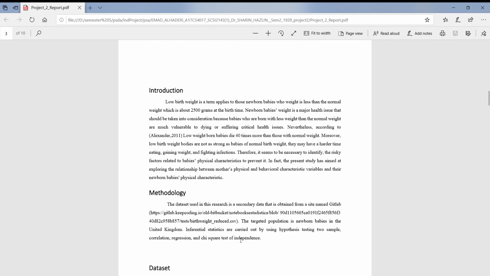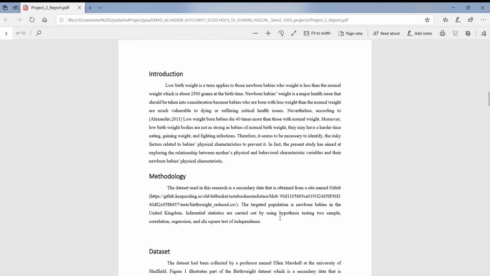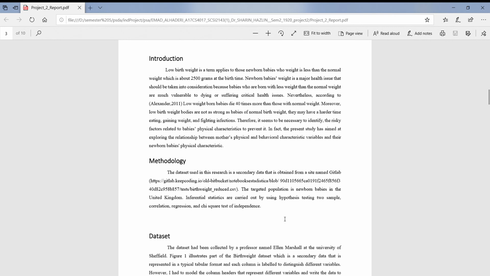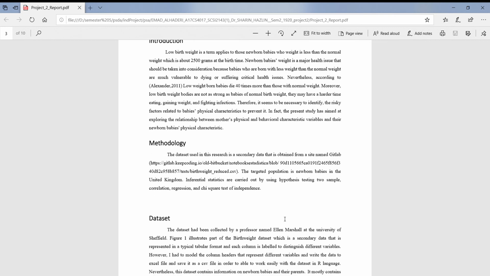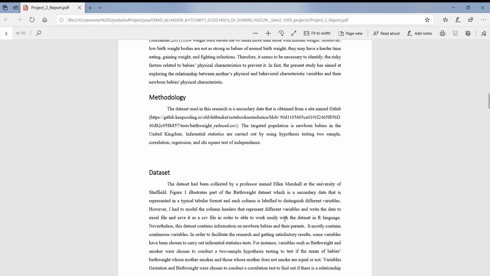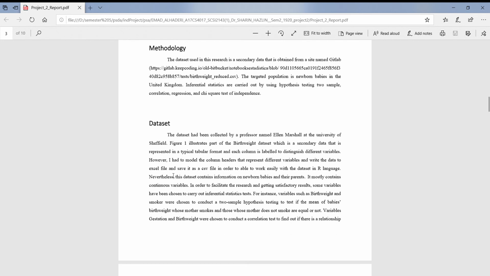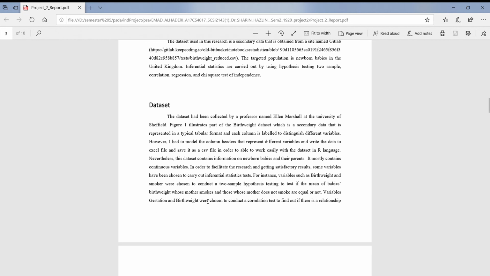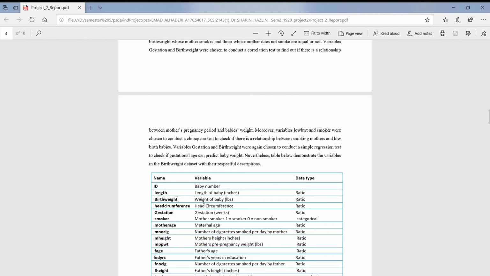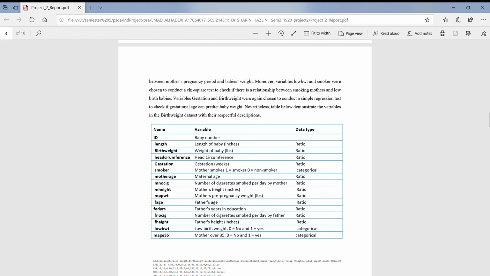The tests applied in this report are hypothesis testing of two samples, correlation, regression, and chi-square test of independence. So I will briefly explain my dataset. The dataset that I have got was in a text file and unprocessed. It was a raw dataset, so I had to clean up the data and store it in an Excel file, CSV file, in order for me to easily use in our language. The dataset has several variables such as the baby's birth weight, mother smoking status, pregnancy period, mother height, and baby length, and so on and so forth.